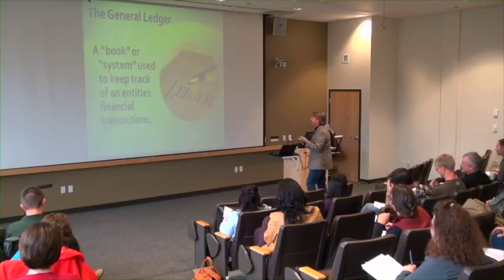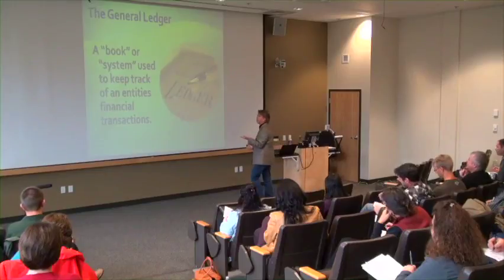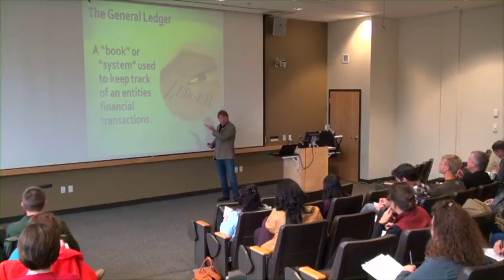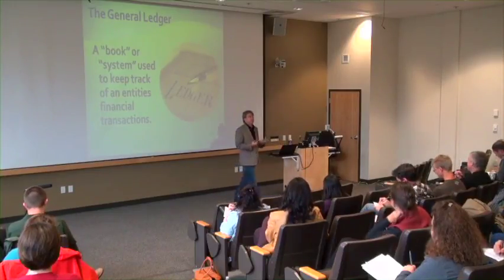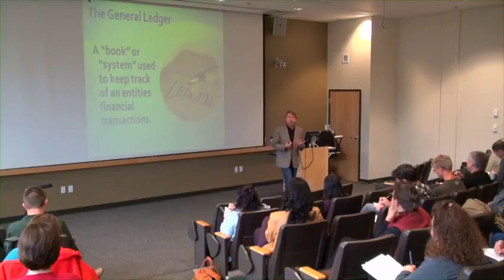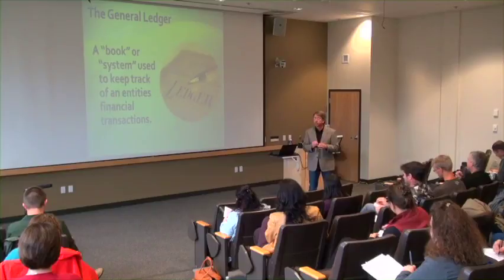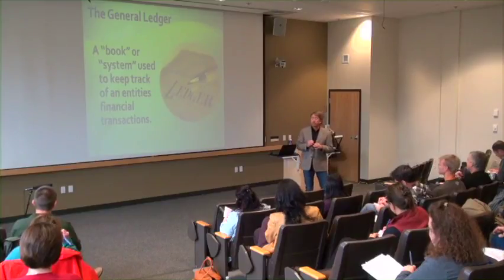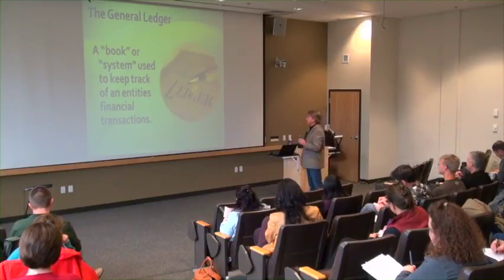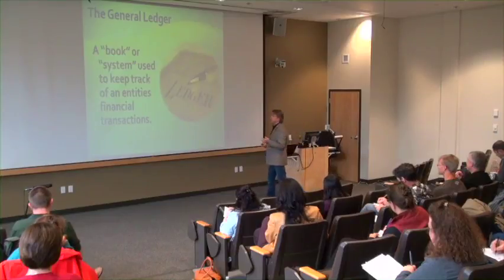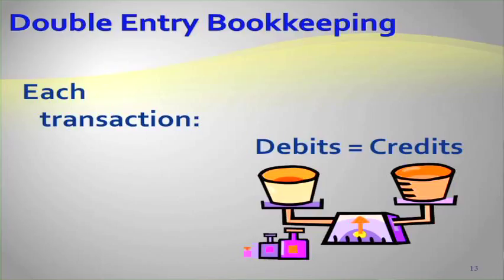Yeah, it's a book. And today, usually a system, software like QuickBooks and others, that actually has a structure where we keep track of an entity's financial transactions. So that's what a general ledger is. Now, a couple things about this ledger. First of all, in double entry bookkeeping, every transaction has both a debit and a credit.